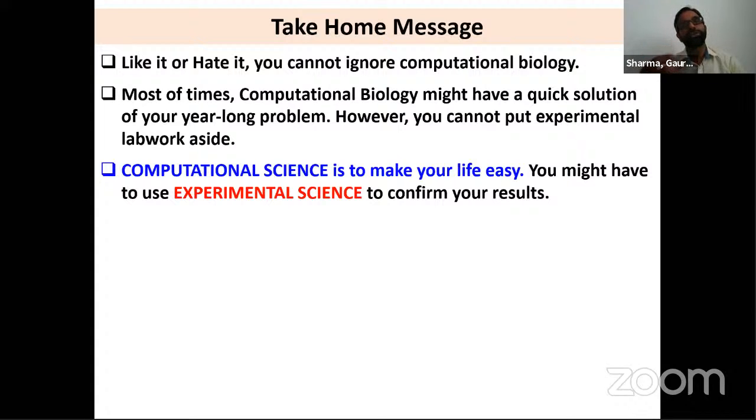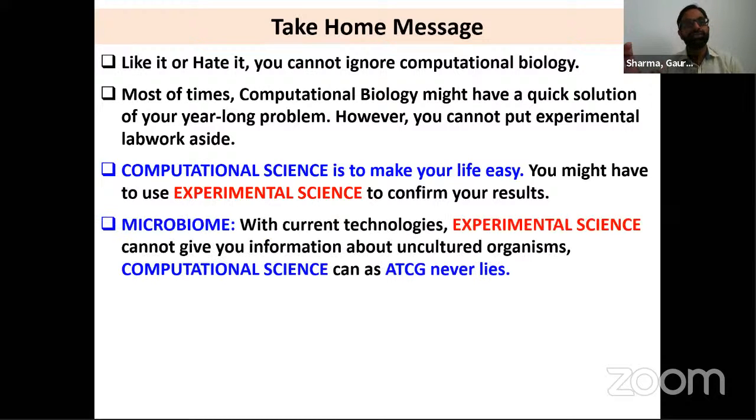But computational sciences, you can get it in 15 days or 20 days. Okay, so it will make your life easy. Especially in the microbiome field or metagenomics field, with current technologies, experimental science cannot give you information about uncultured organisms. Okay, because there are a lot of organisms which cannot be cultured, but computational science can do it. Because again, computational science is working based on ATGC.